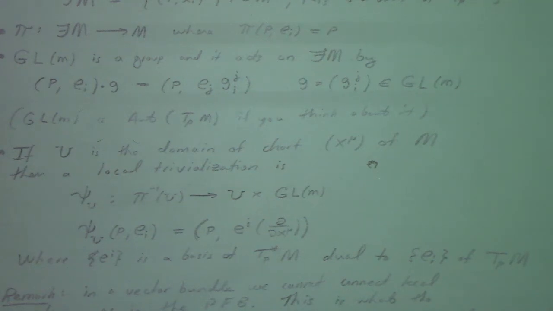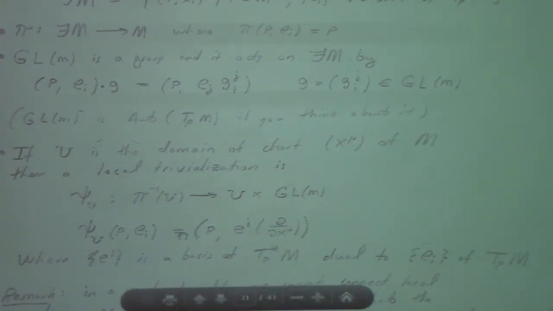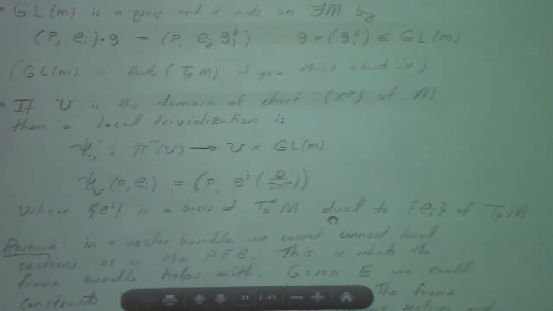And let's see here. If U is the domain of a chart, the local trivialization would be a map from the frame bundle to the Cartesian product of the base space with invertible matrices. There's a formula for it. All right.